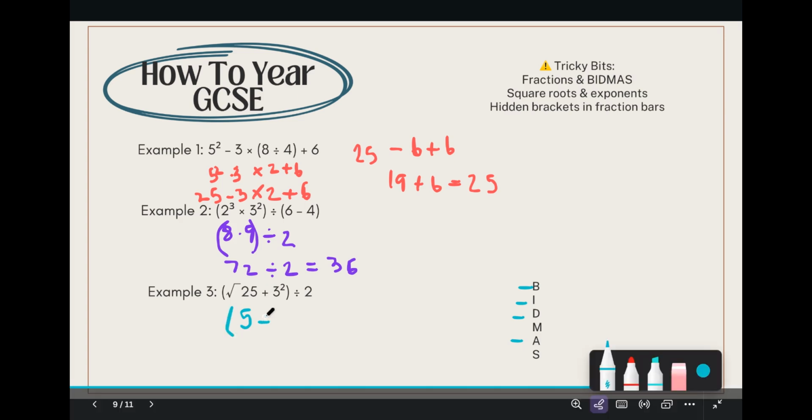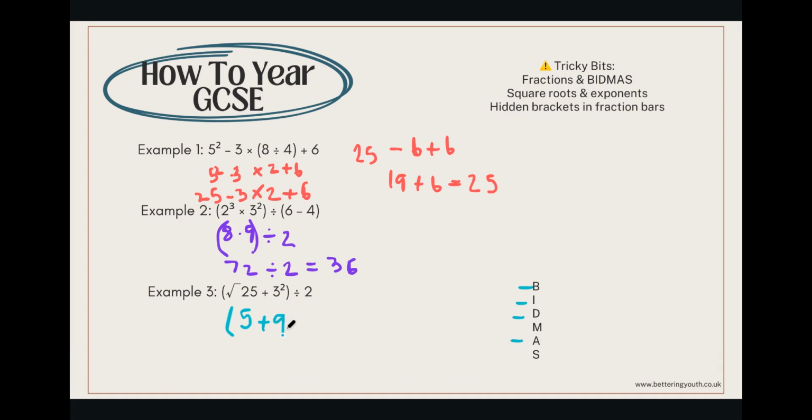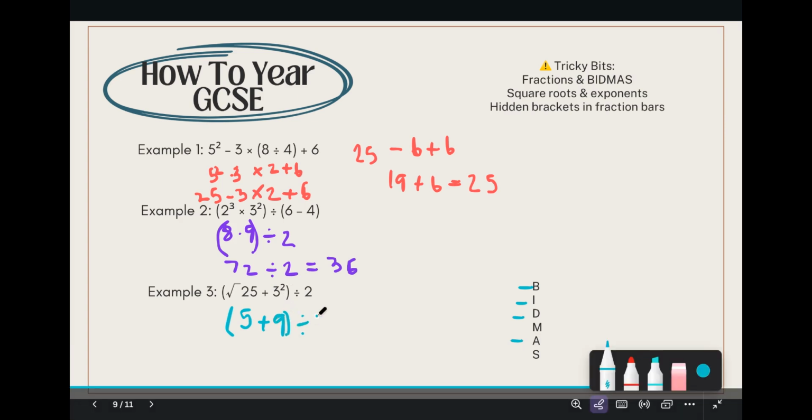I'm going to add my 3 squared, which is 3 times 3, which is 9. Close that bracket, finish writing out the equation. 5 plus 9 gives us 14. I'm going to finish writing out my equation, which is divide by 2. My answer here is 7. If you got the answer 7, well done you.